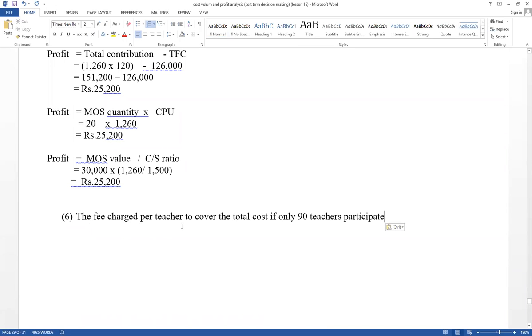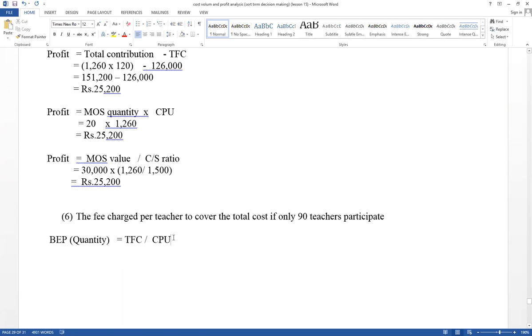The fee charged per teacher to cover the total cost if only 90 teachers participate. Fee means selling price. How to calculate? It can be calculated using the break-even point equation. Break-even point quantity equals total fixed cost divided by contribution per unit.